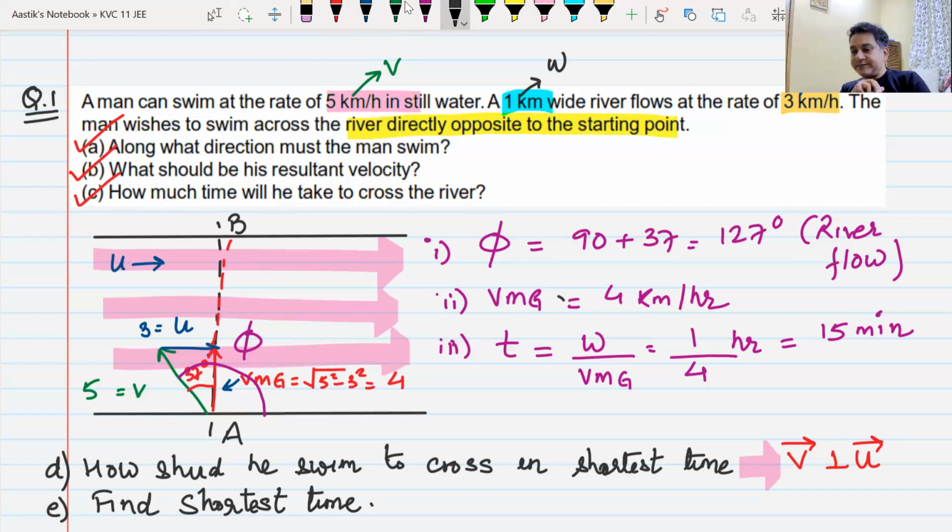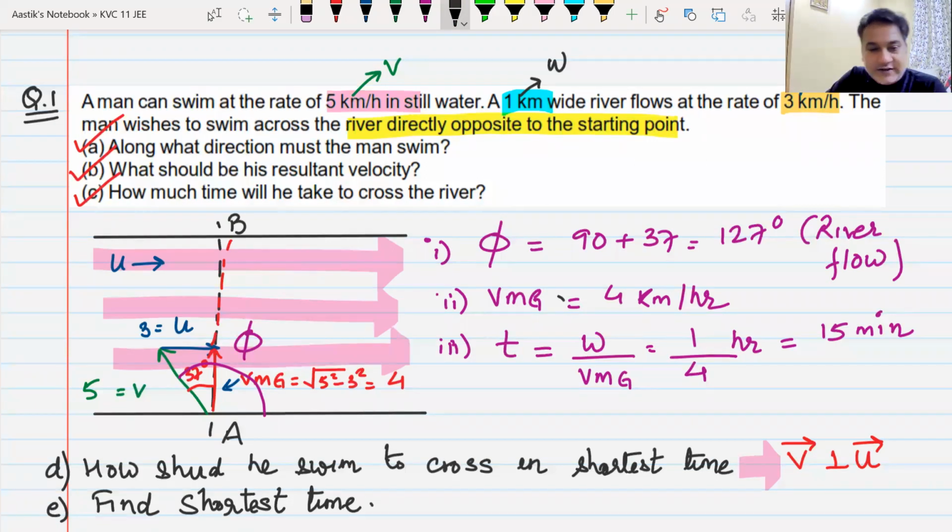Find the shortest time. So now you have 2 minutes to give me the answer for this one. What is the shortest time? Sir, 12 minutes. Shortest time is 12 minutes.